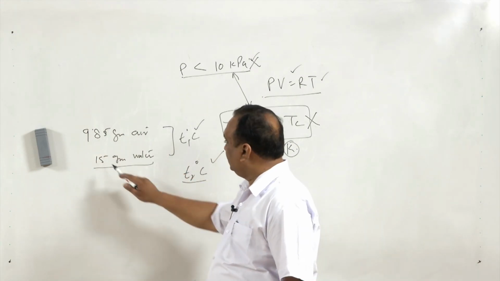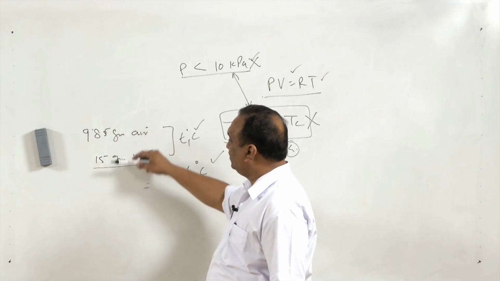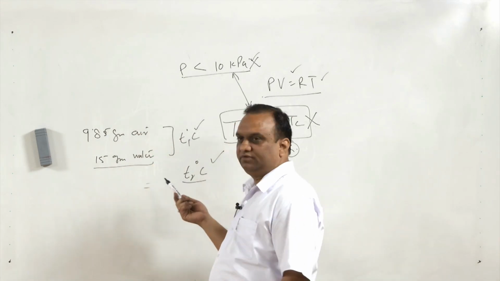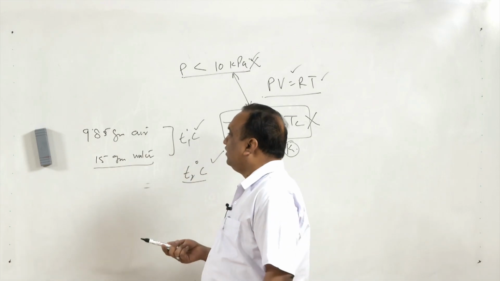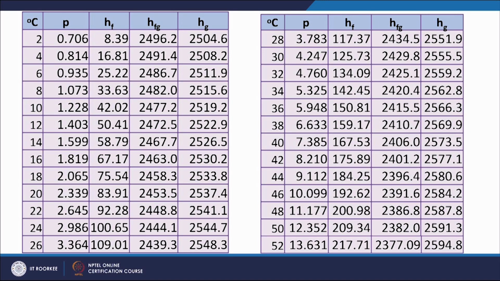985 may remain the same, and this may reduce to 10 grams. So, 10 grams is associated with the 985 grams, or it may increase to 20 grams. So, 20 grams is associated with the 985 grams. Now, these values I have taken from Prof 7, this is NIST based software, where I have taken the saturation temperature starting from 2 degree centigrade to 52 degree centigrade.